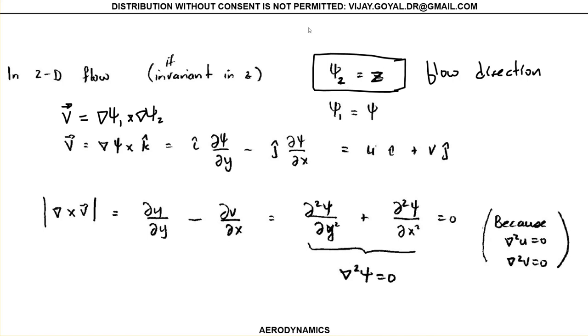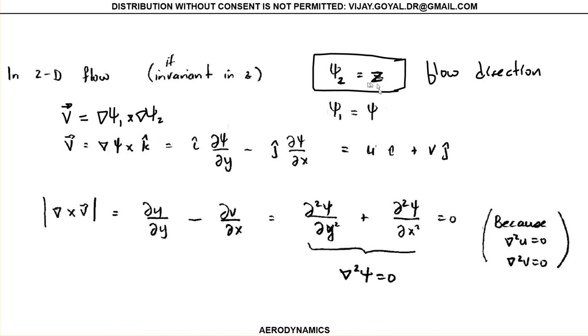I know that. Now, what I'm going to do is, I want to find what this psi is, how I find such a psi. Then I can just go ahead and say your velocity vector is equal to psi1 times psi2, where psi2 will be the flow direction.